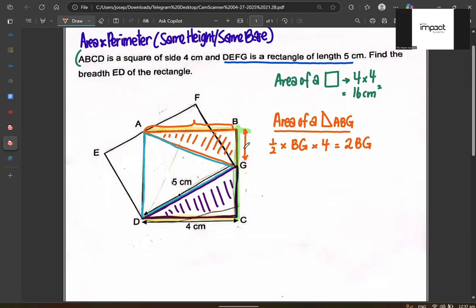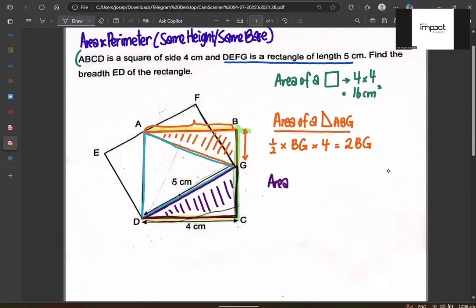How I wish I know BG, right? If BG is, say, for example, 3, then I will know it's 2 times 3. If BG is 1, then it's 2 times 1. If BG is 2, then it will be 2 times 2. Okay, for now, I still do not know, which is perfectly fine. The reason why I'm doing this is because I want to have a clearer view. I want to write down everything I possibly can first, okay?